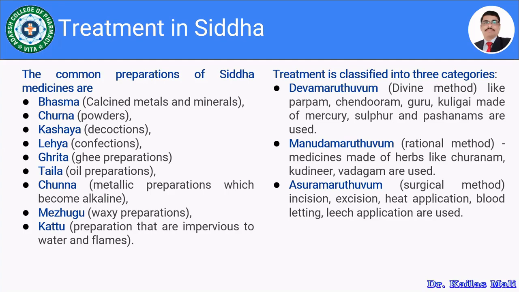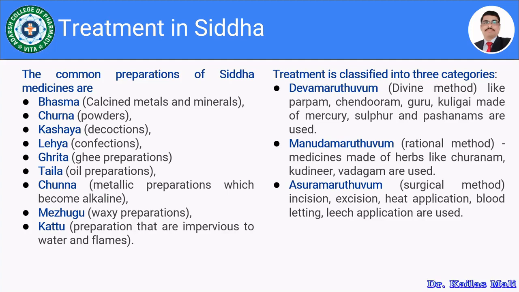Then chuna, these are the metallic preparations which become alkaline in nature. Then mozugu, these are the waxy preparations, prepared using some waxes, for example beeswax and so on. And kattu, that is the preparation that is impervious to water. So these are some of the medicines which are used in the Siddha system of medicine.